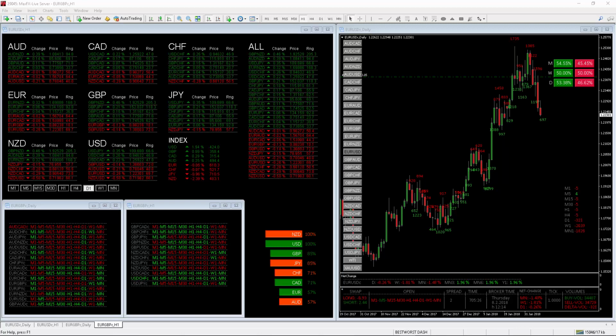Today is Thursday, February the 8th and it's 15 minutes past 11 in the morning. Let's see how the Forex market is performing through the index grid of our best and worst dashboard.